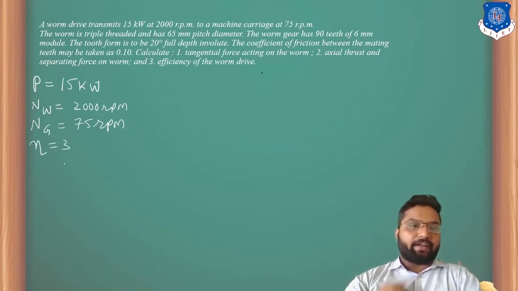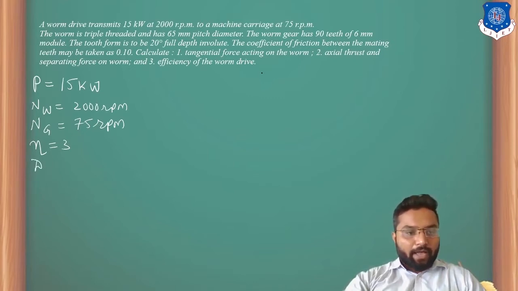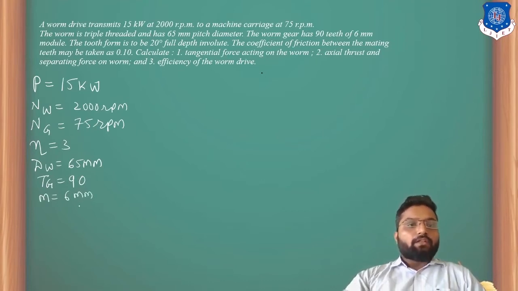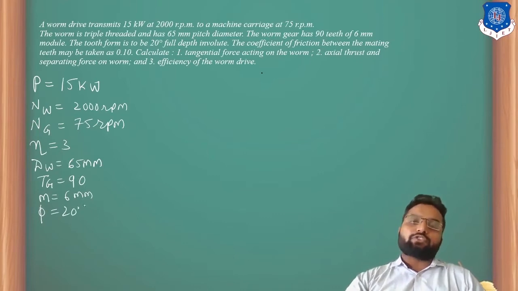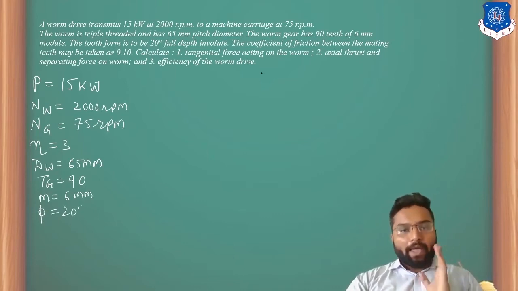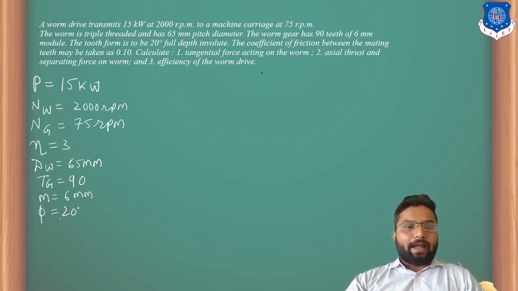The worm is triple threaded and has a 65 pitch diameter, so the diameter of this worm is 65. The worm gear has 90 teeth with a module of 6. The tooth form is to be 20-degree full depth involute, so we have a pressure angle for the tooth of 20 degrees. This will help us to determine the tooth form factor, which is Y. The coefficient of friction between the mating teeth is mu equals 0.1.